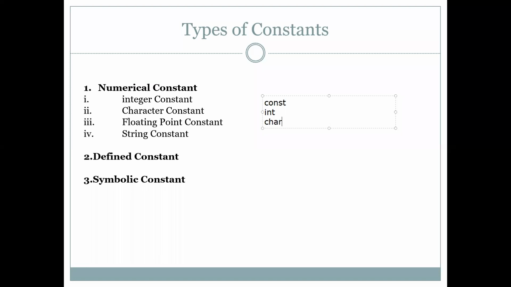So there are three kinds of constants in C++, right? Numerical constant, defined constant, and symbolic constant. And numerical constant is divided into four types: integer, character, floating point, and string. Integer means number, character means a single character value, A, B, C, any kind of character. Floating point means a number with a fractional part.